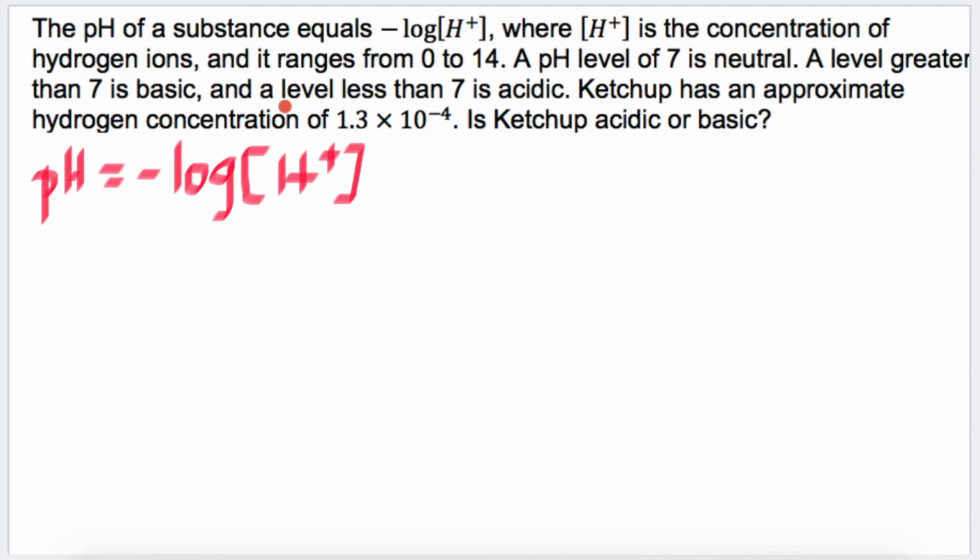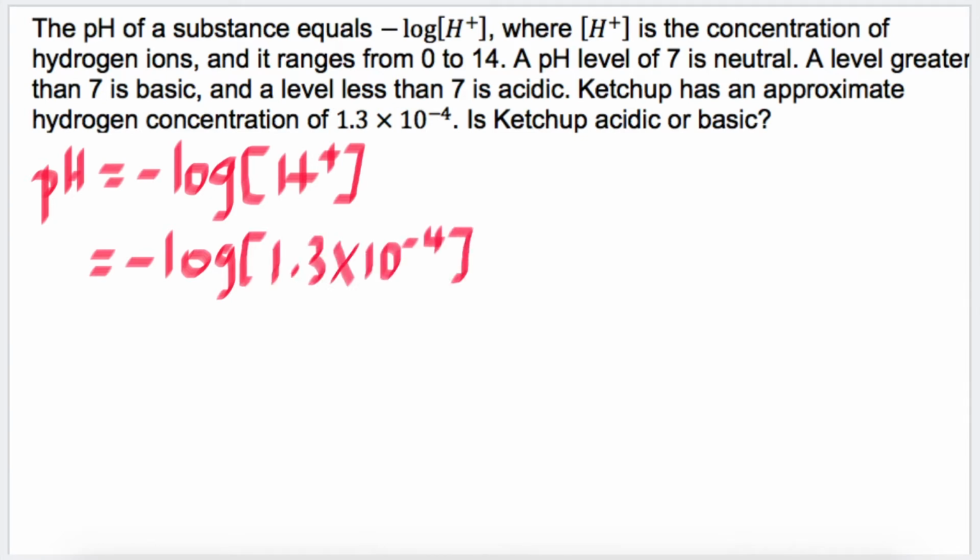So the first thing we need to do is convert the first sentence of this word problem into a math equation. The first sentence says that the pH of a substance equals the negative log of the hydrogen concentration. And that is going to look like this equation here. So all we're going to do now is substitute that symbol for hydrogen concentration with this number here, 1.3 times 10 to the power of negative 4. And we put that inside brackets.